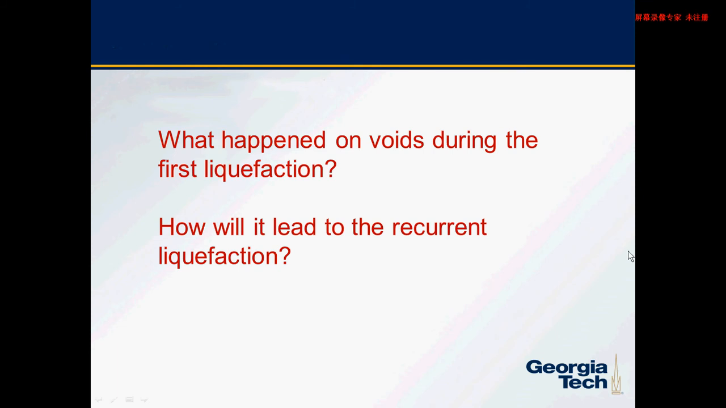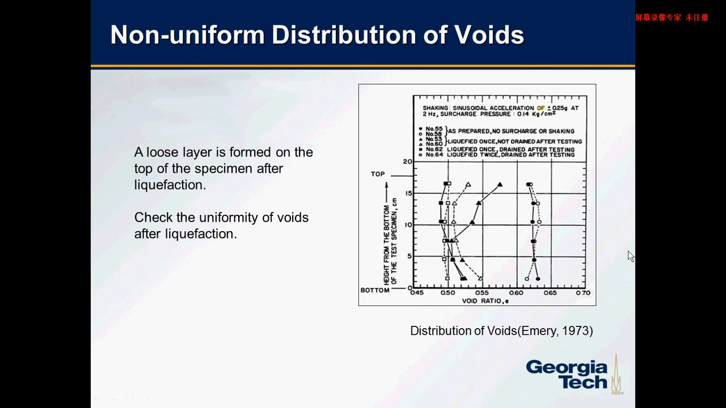In previous studies, some factors have been considered. Emery noticed that a loose layer is formed on the top of the specimen after a liquefaction test, so she conducted a series of tests to check the uniformity of voids. The result is here. These two samples were prepared without shaking. The distribution of voids was uniform. Samples number 15.3 and number 16 liquefied once the void ratio of the top and the bottom is larger than the void ratio of the medium part.